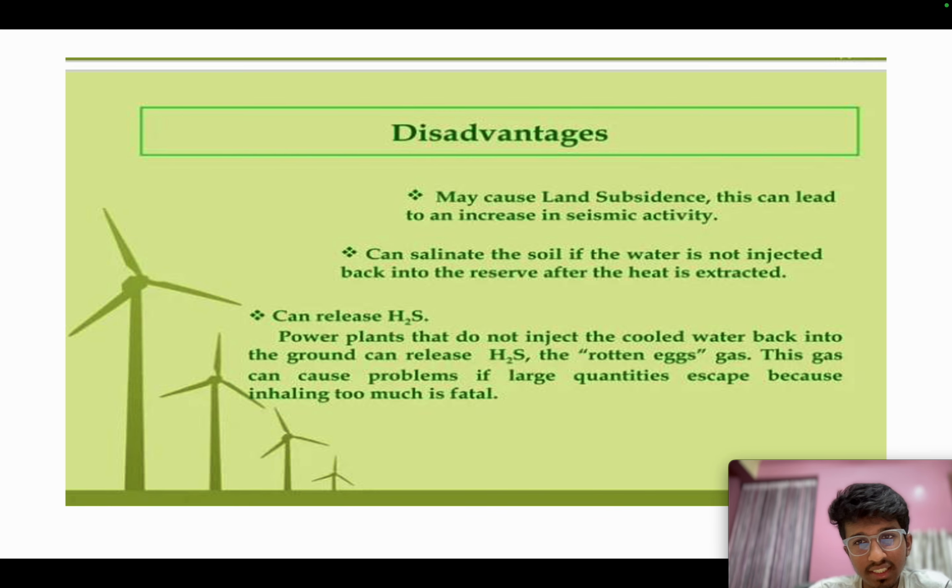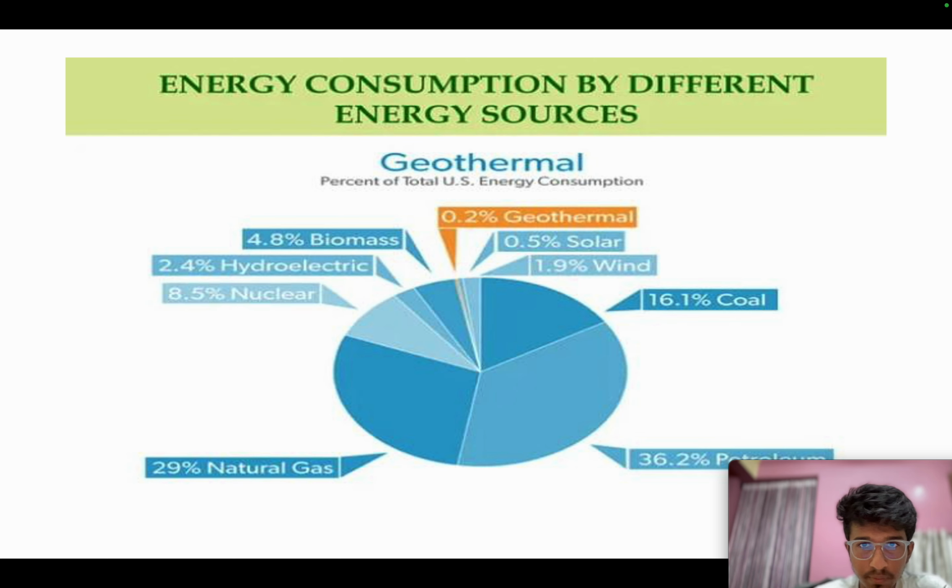But there are a few disadvantages. Since we are injecting water into the ground, there can be chances of seismic activity. Also, the salt water cannot be injected back into the reservoir after the heat is extracted, and it sometimes releases a rotten egg smell, that is hydrogen sulfide, in large quantities, which can be very fatal to human life.